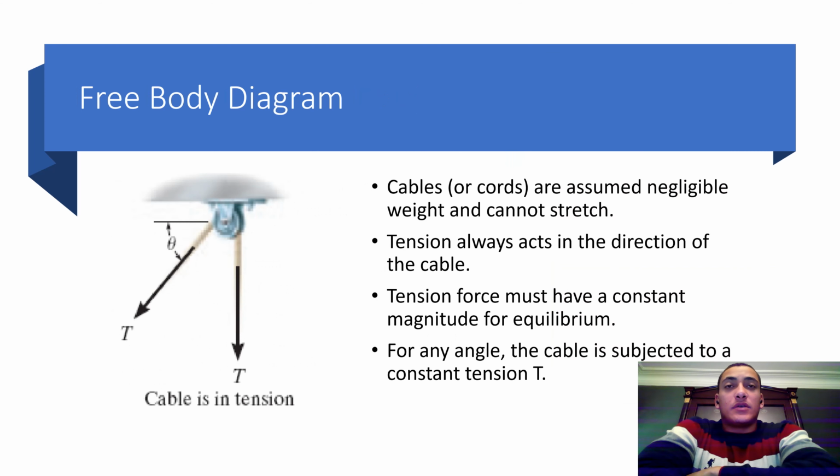Cables or cords are assumed to have negligible weight and cannot stretch. Tension always acts in the direction of the cable. Tension force must have a constant magnitude for equilibrium. For any angle, the cable is subjected to a constant tension T.